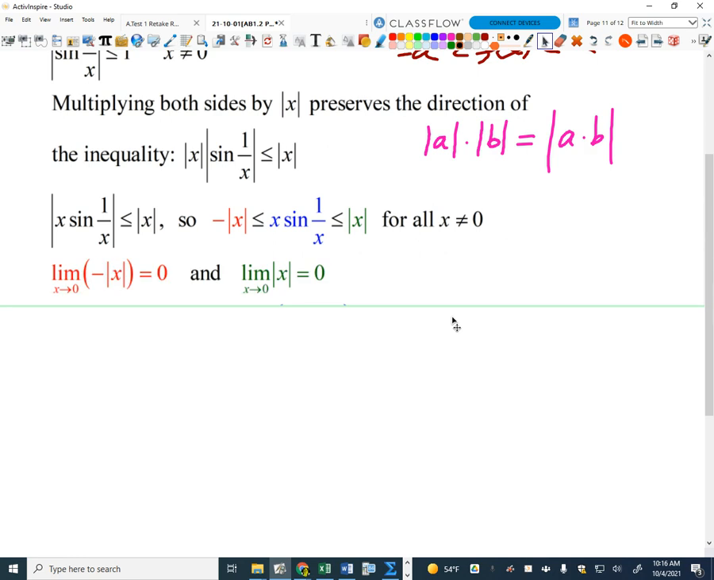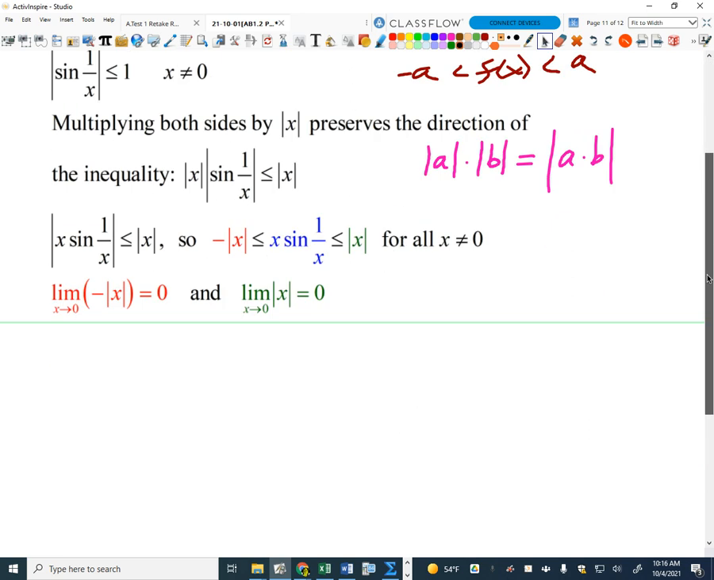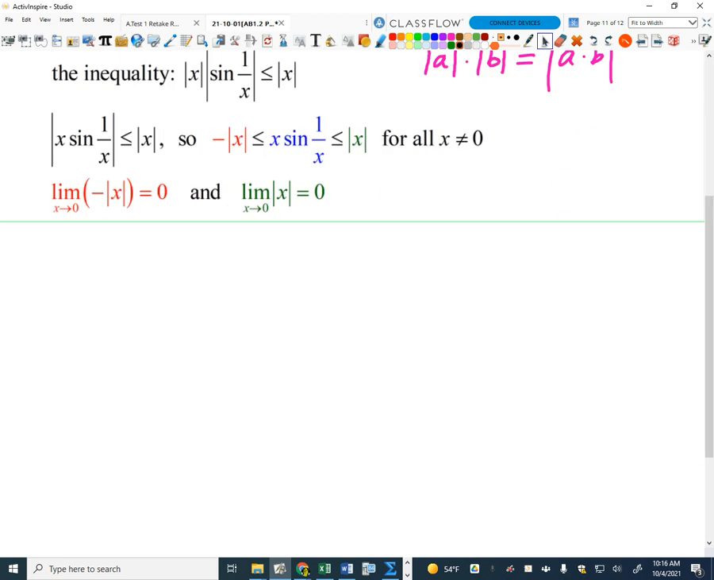All right, so then what's true here? Well, we're taking a limit as x approaches 0. What's the limit of this bottom quantity? What's the limit of negative absolute value of x as x approaches 0? It's 0, right? What's the limit of the top quantity, the absolute value of x as x approaches 0? It's 0. So what do you know? Then there's our proof, right?